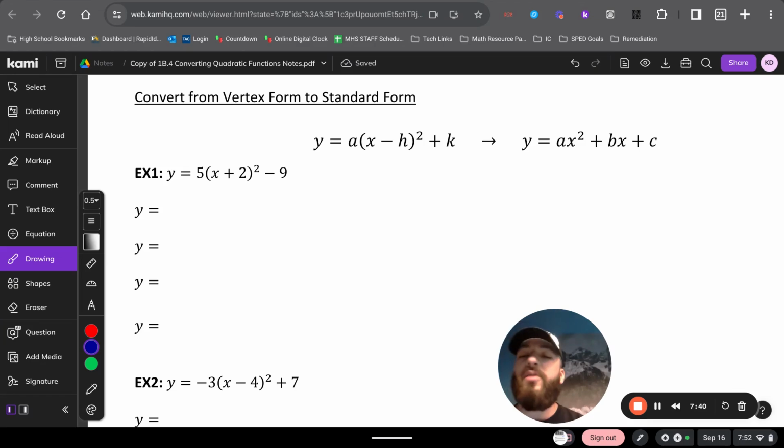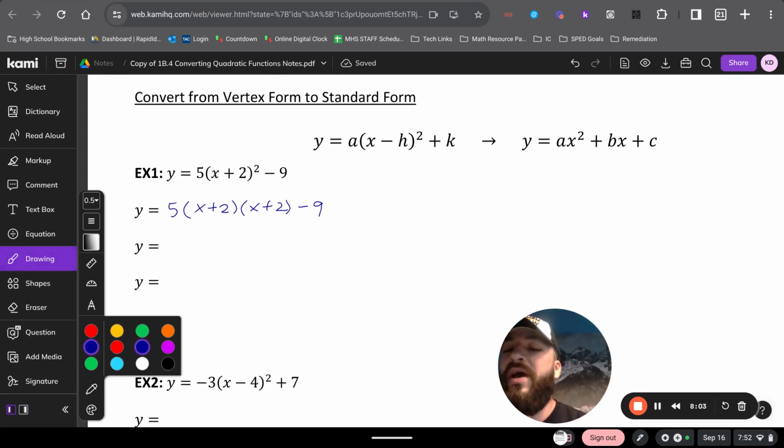So we can go ahead and start by just rewriting this so it's easier to see that FOIL mechanism. So y is equal to 5 parentheses x plus 2, x plus 2, and of course I still have that minus 9 on the outside. So now that I rewrite it, you can actually multiply this in any order, 5 into the x plus 2, and then FOIL it out. I like to FOIL first, so I'm going to go ahead and do first times first, and outside times outside, then inside times inside, and last times last.